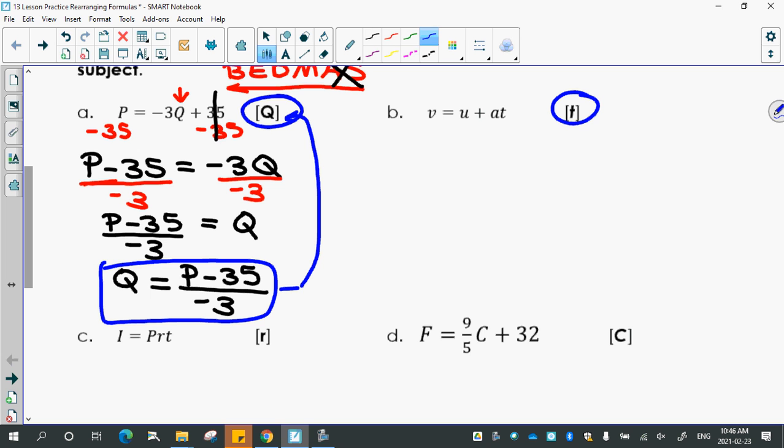Okay? So we start off with the side that has T, and we ask ourselves, is there any adding or subtracting happening on the side that has T? Yep. You're adding U, so I want to subtract U on both sides.